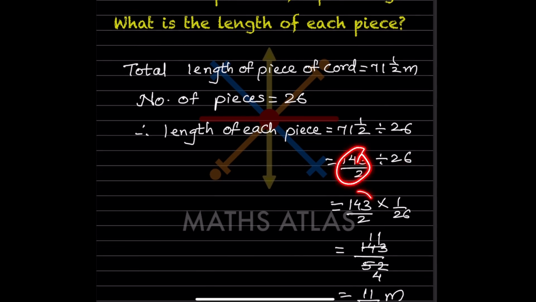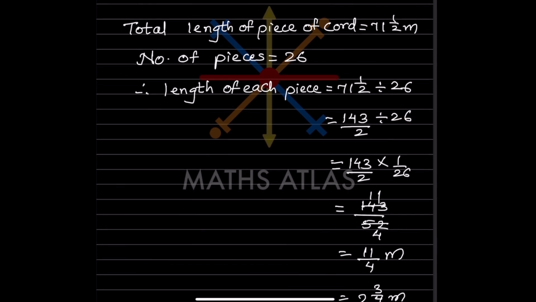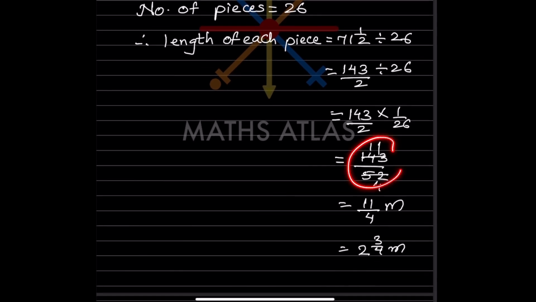Now this will be the same. We change this to multiplication, so this gets flipped over. 26 means there is a 1 in the denominator, so this gets flipped. That will be 1 by 26. We can write this as 143 by 52. When we simplify, you get 11 by 4, and that can be written as a mixed fraction. When you divide this, you get 2 and 3 by 4 meters. So you write the sentence: therefore, the length of each piece is 2 and 3 by 4 meters.